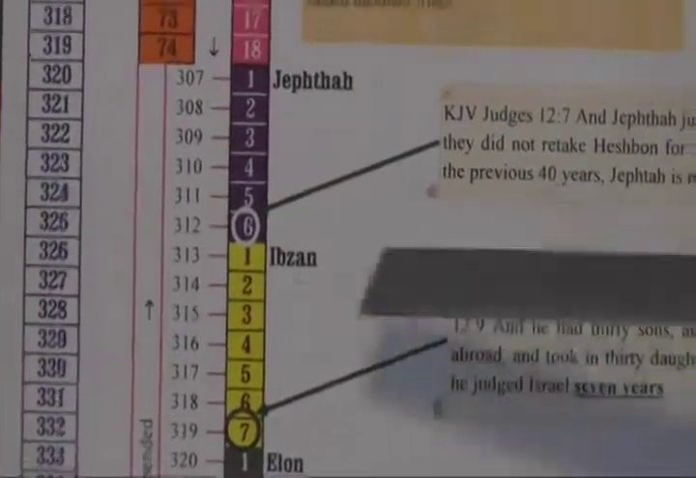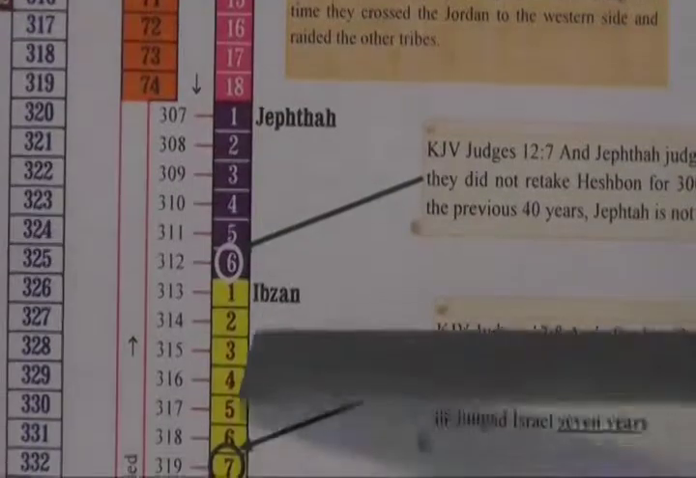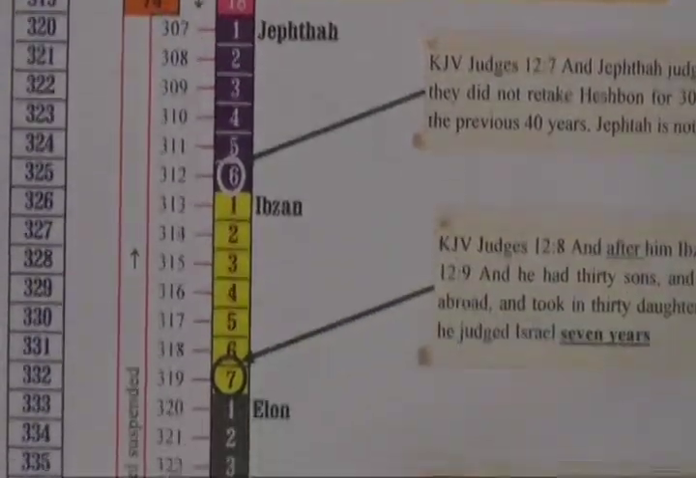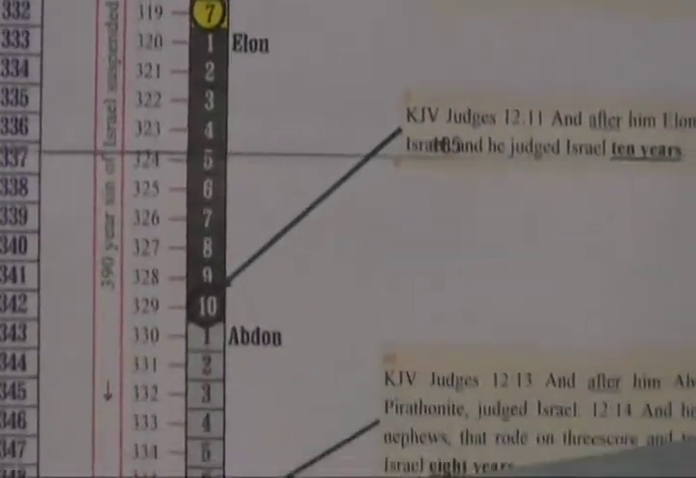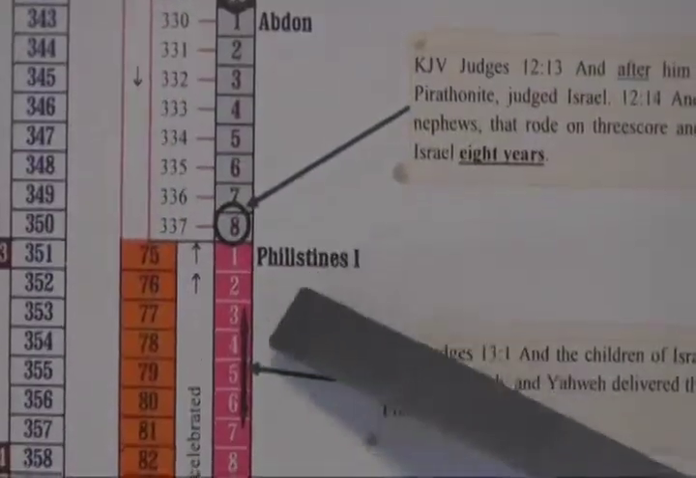And then we get several minor judges in sequence, where we have all the numbers for these in Scripture. Ibzan 7 years, Elon 10 years, Abdon 8 years. Okay. Then we get a period of the Philistines ruling for 40 years. Okay.